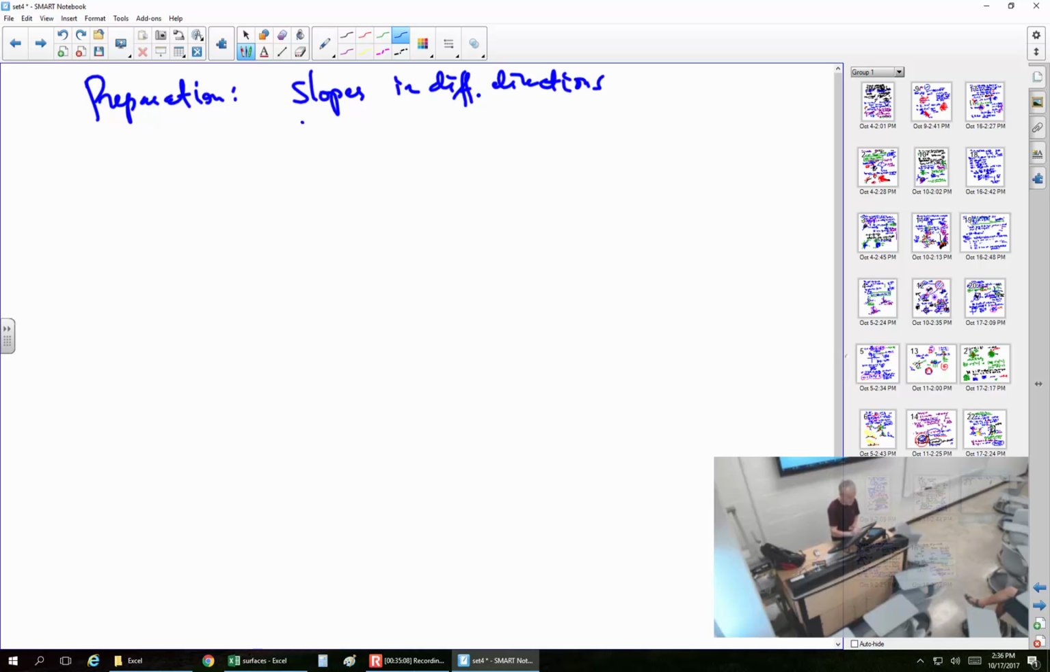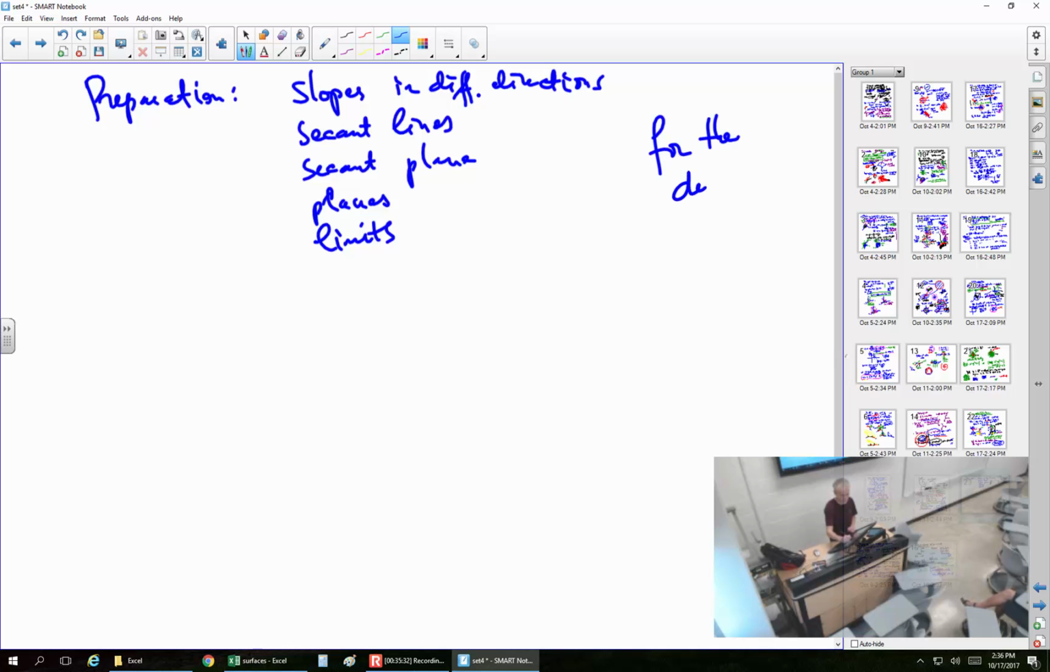Okay, and secant lines. Then altogether it gave me secant planes, right? And then planes altogether that we looked at, representation of a plane in a particular way using the dot product. And finally limits. So we need to, what the derivative? Okay, for the derivative, for all of these things we need.